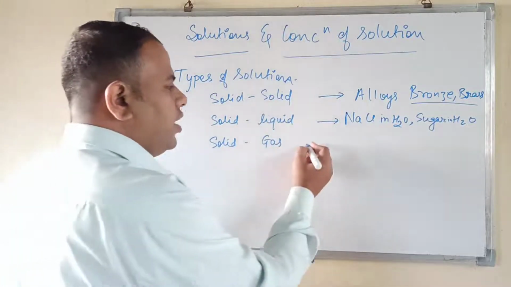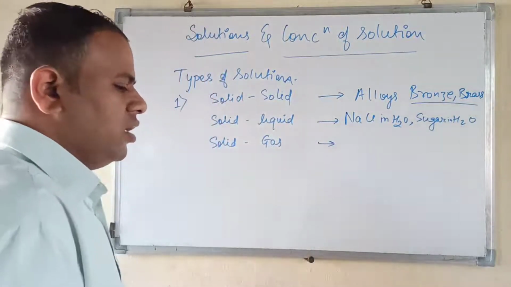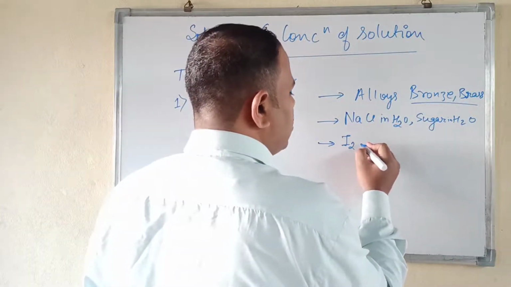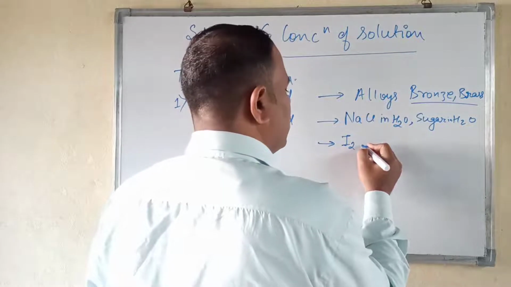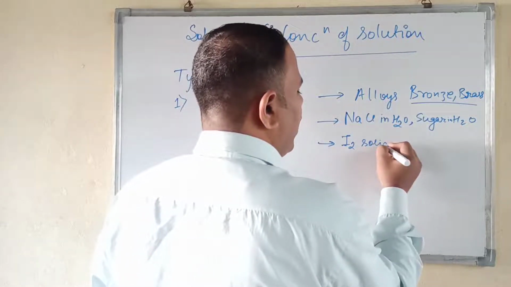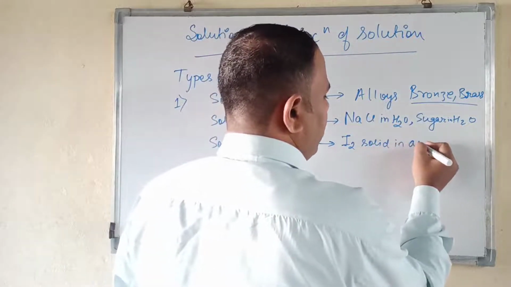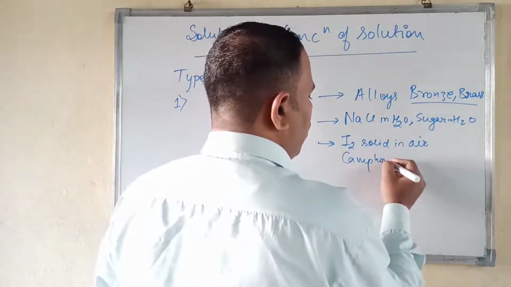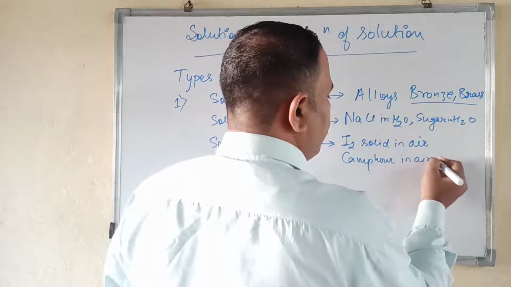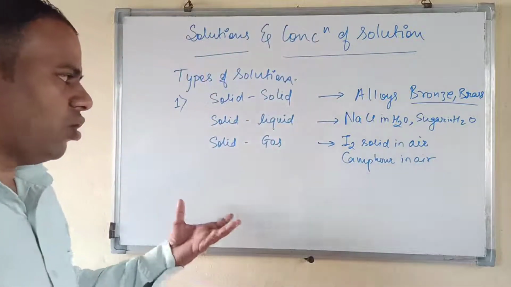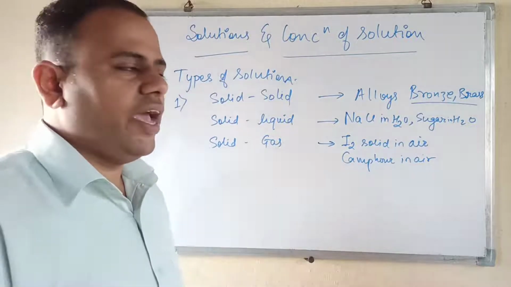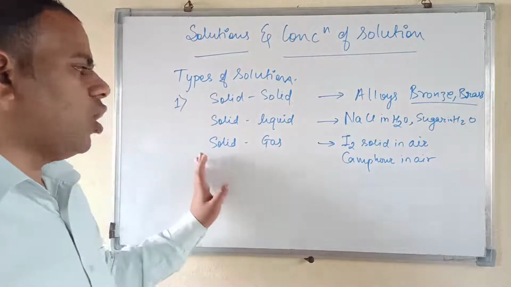The third type is solid in gas. Here you can see iodine, when it is shaken, its constituents are present as a solid form in gas, air. Or camphor in air. When you burn camphor in certain pujas, the camphor turns into solid particulate matter which is present in air. So this is an example of a solid in air solution.